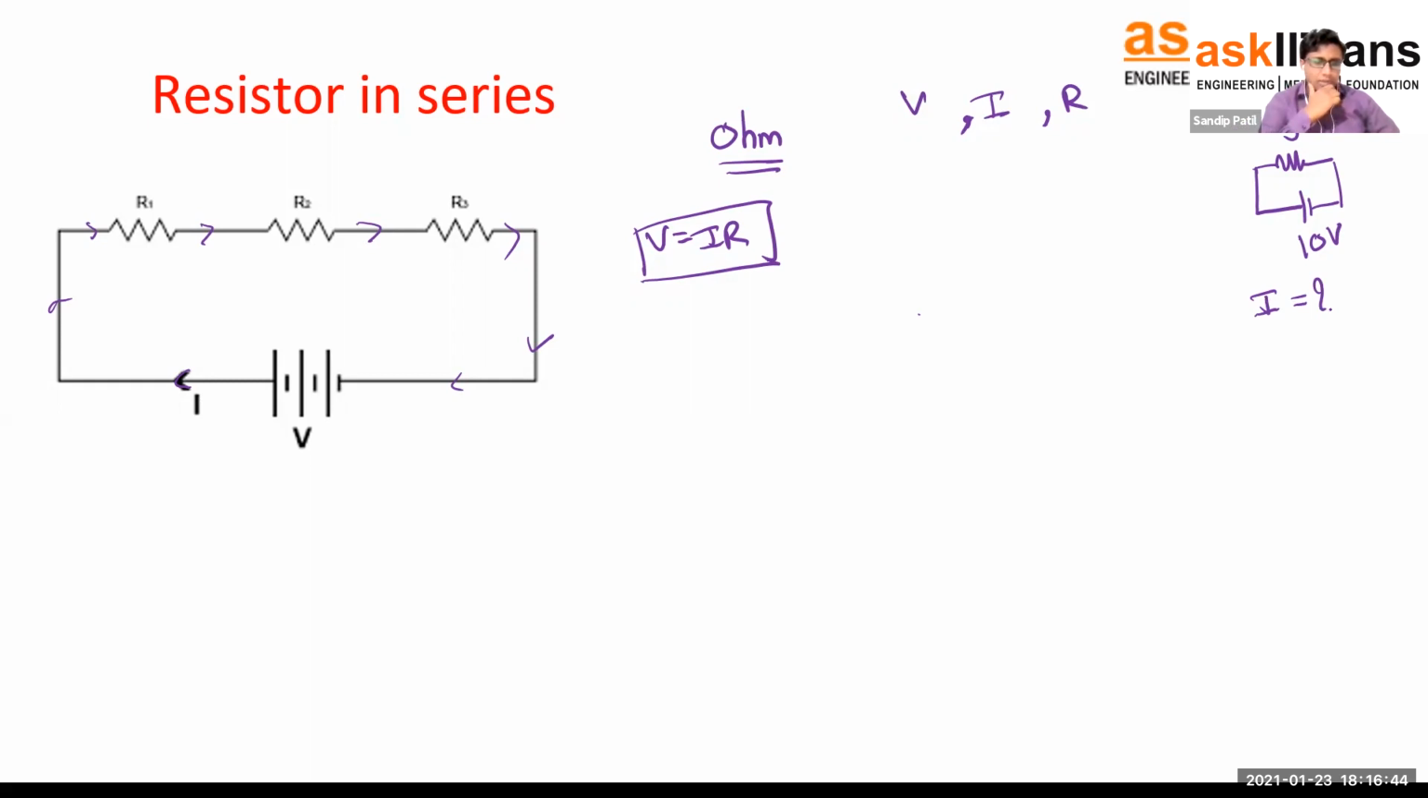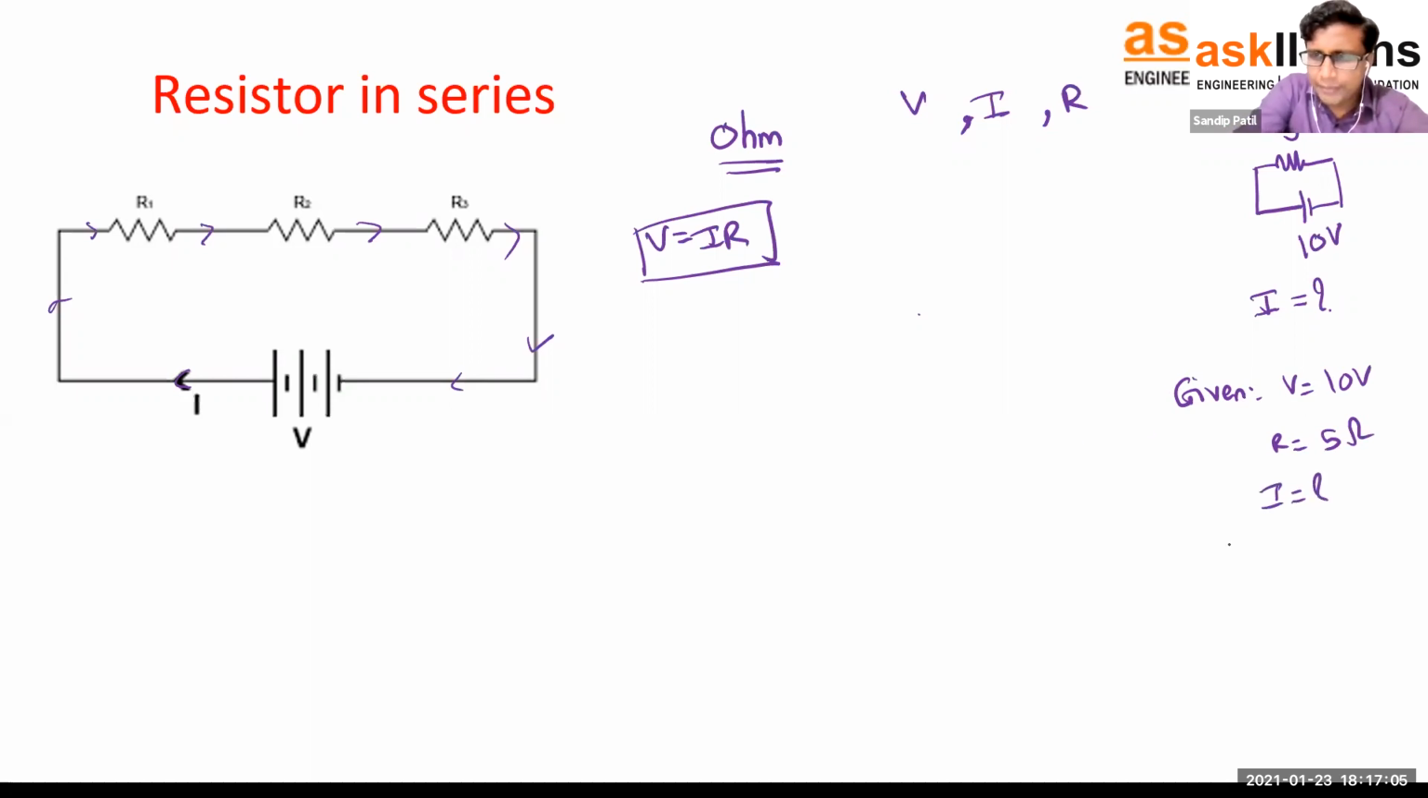Right, we have the formula given by Ohm. Ohm said V is equal to IR. So let's try to substitute the values. Let's say given V is equal to 10 volt. R is given as 5 ohm, and current, let's substitute these values. Current we need to find.